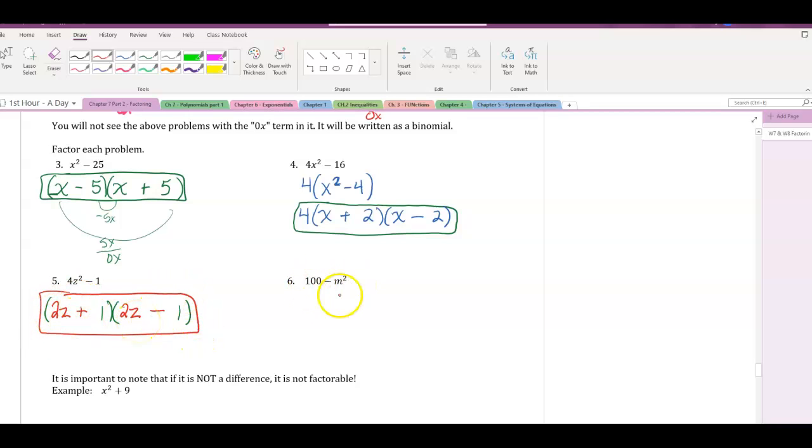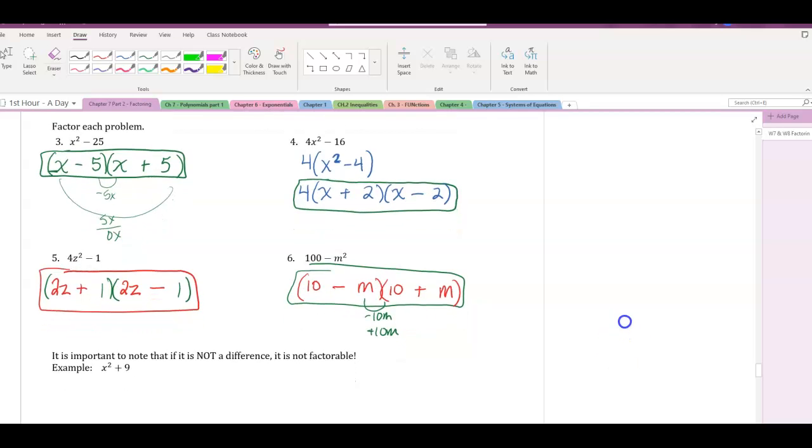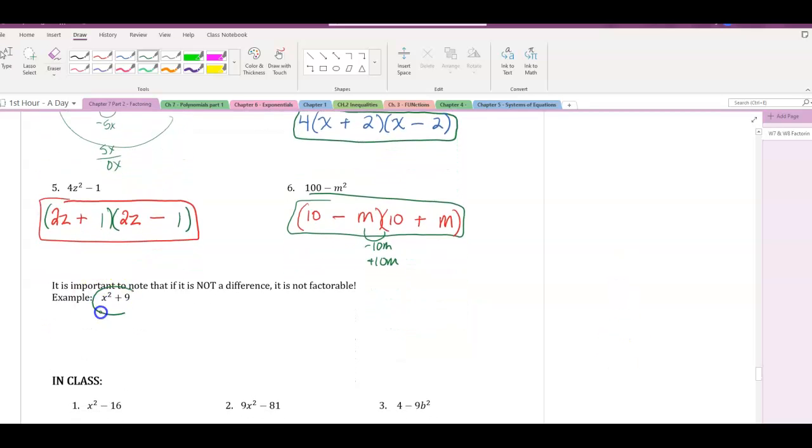Same thing with number 6. Just because it's not written in standard form, this first piece, I know still has to multiply to 100. Well, let's do 10 times 10, and make 1 minus 1 positive. Let's double check that. -10m in the middle, positive 10m on the outside, -m times m is -m squared. Yep, we win.